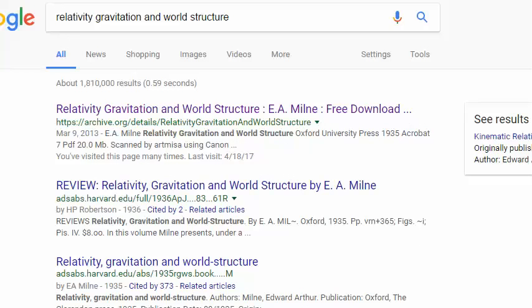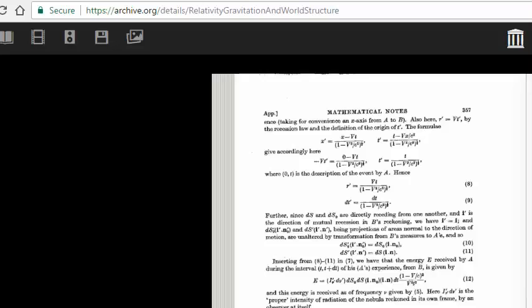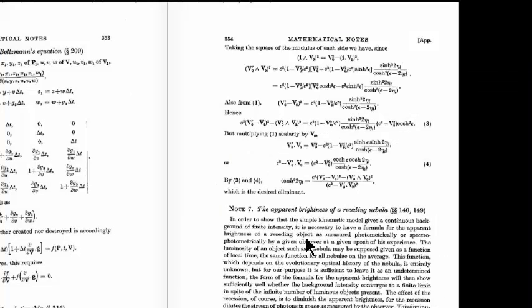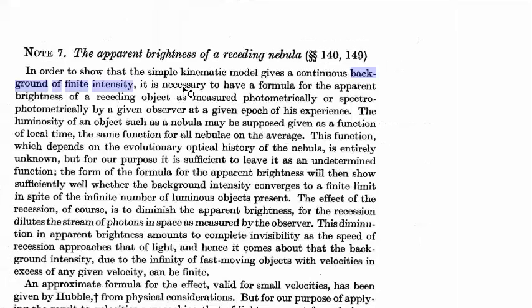Did E.A. Milne predict the detection of the microwave background radiation? As it happens, you can go and see for yourself because the text is available on archive.org, and you can look in Note 7 of the appendix to see the apparent brightness of a receding nebula. Now, Milne predicted a spherical isotropic receding nebula.